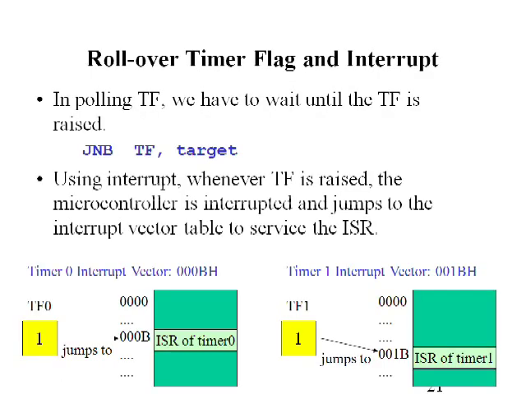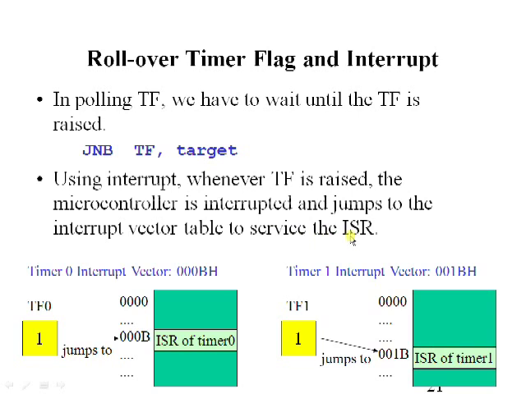Now let us see how to program the timer interrupts. In polling, we have to wait until the TF is raised. This is the instruction which we have to use, which indicates we are using the polling method. Using interrupt, whenever TF is raised, the microcontroller is interrupted and jumps to the interrupt vector table to service the ISR.